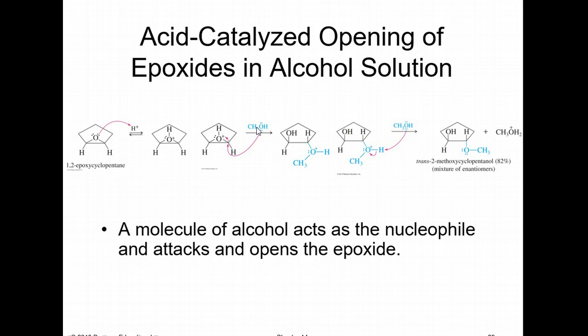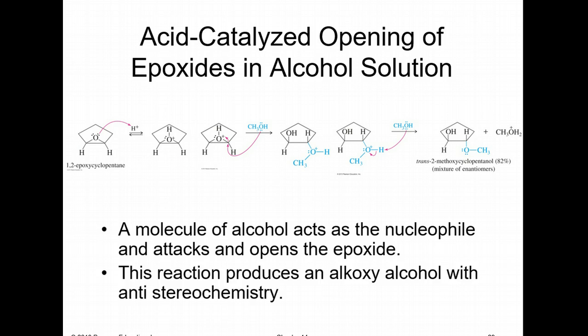Okay, so now here are the words. A molecule of alcohol acts as a nucleophile rather than water to open up the epoxide. In this case, you get what's called an alkoxy alcohol. I called it a hydroxy ether. It really doesn't matter how you call it.